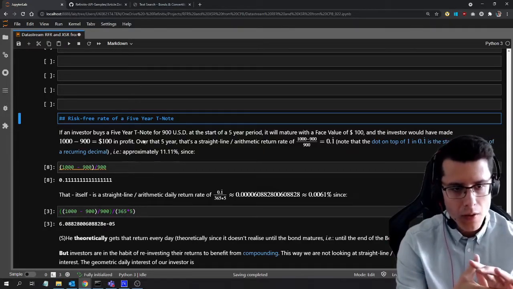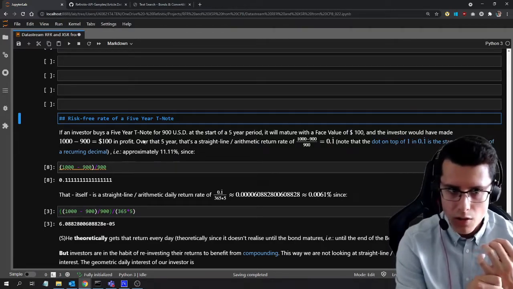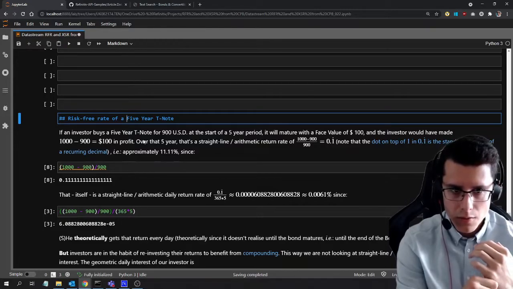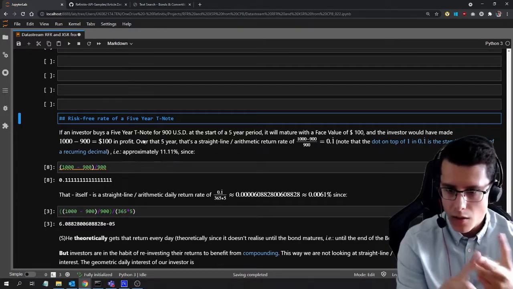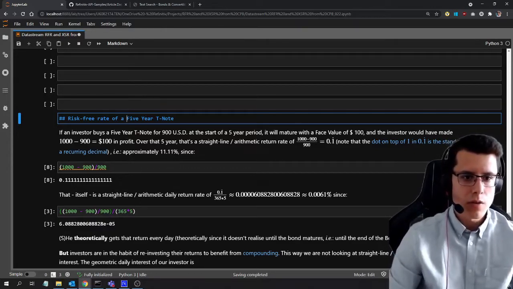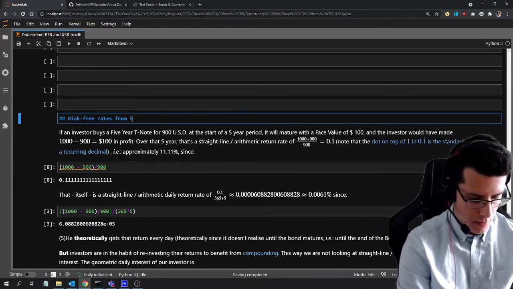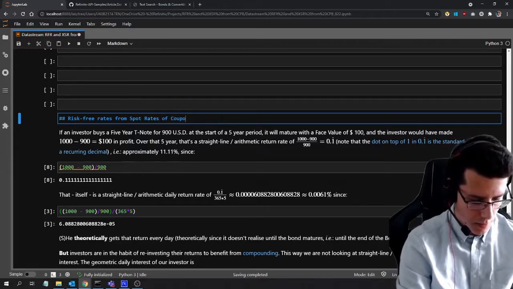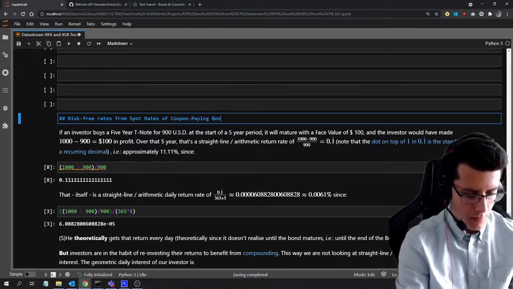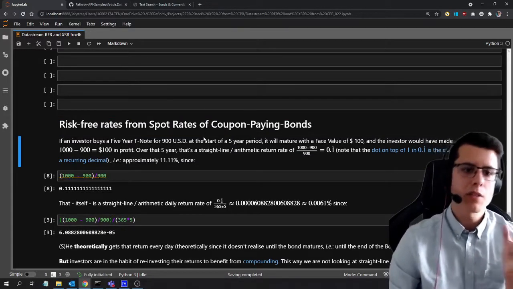So that's really interesting. What I will say is, if you're interested in knowing about compounding, straight line, yes, all right. Risk-free rates from spot rates of coupon-paying bonds. Right, so we've got coupon-paying bonds, we've got our spot rates, and then we get our risk-free rates from that.